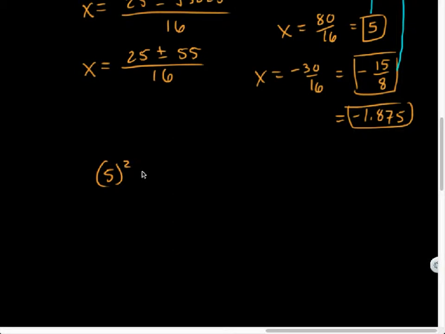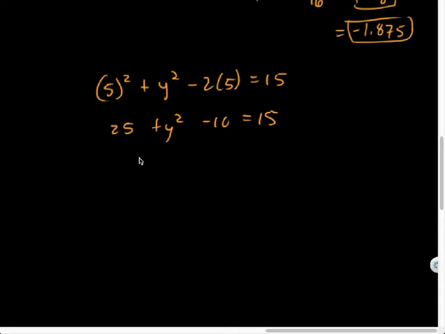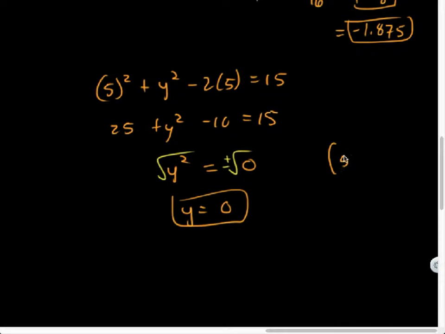X squared is 5 squared plus y squared, which is yet to be discovered by us, minus 2 times 5 equals 15. And then just crank through, solve for y. You guys are master solvers these days, though. y squared equals, let's see, 15 plus 10. Oh, wait a minute. I think I get y squared equals 0 on this. And then root, a plus or minus of 0 is 0 still. Craziness. So y equals 0. So that means one of my solutions is 5, 0.